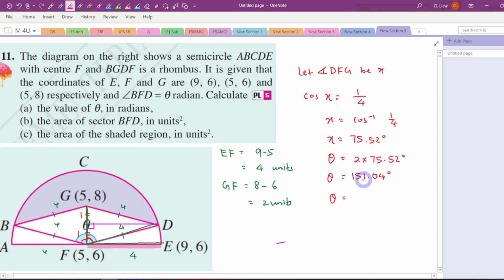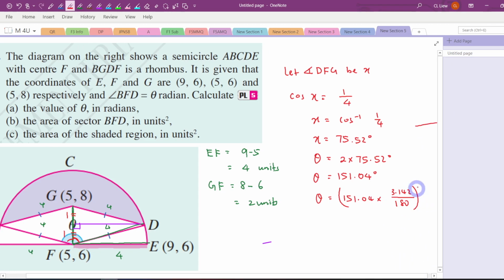Okay, let's convert it to radian. 151.04 times, no pi is given here, so I will assume that the pi is 3.142. 3.142 divided by 180. Okay, now this is radian. 151.04 times 3.142 divided by 180. Okay, let me just round off it to correct it to 4 significant figures. So the answer will be 2.636 radian. Okay, this is the answer for part A.